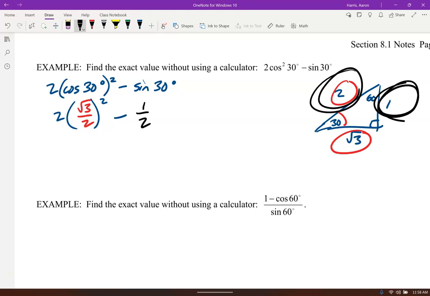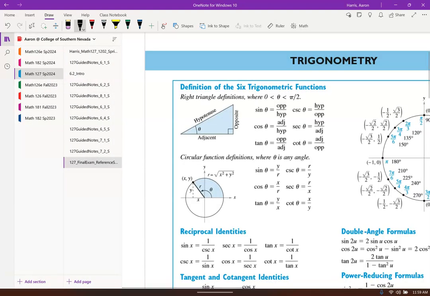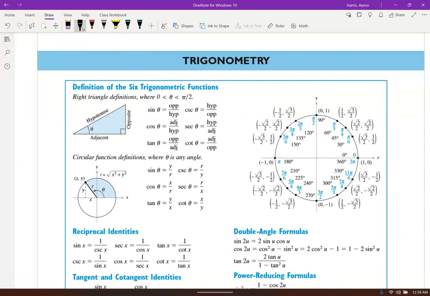Now, if I'm looking on my unit circle, I find my cosine of 30 degrees. I rotate 30 degrees right to there. The cosine is the x value. There's the root 3 over 2. And there's our sine of 30 degrees, 1/2, the y value there. So either of those would obviously work.